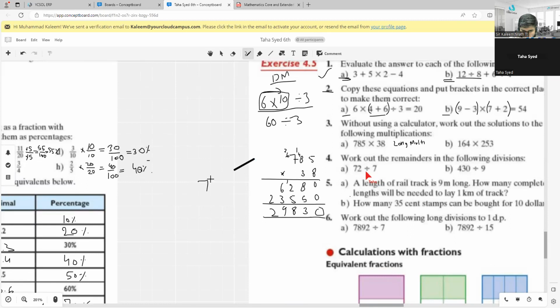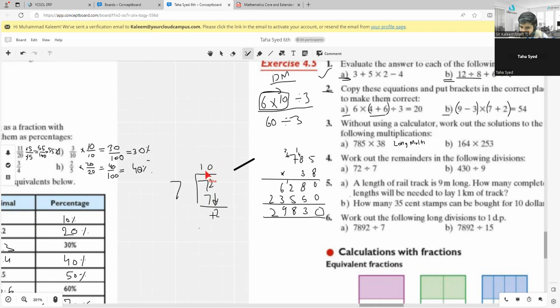So 72 divided by 7, it means that 1, so 7, and then you just have to bring 2 down, and we cannot divide 2, so you just have to put 0, and this means that 2 is the remainder. But we didn't even take decimal, so why did we put the 0? Because we cannot divide it further, so that's why.